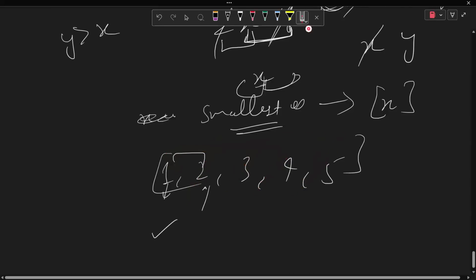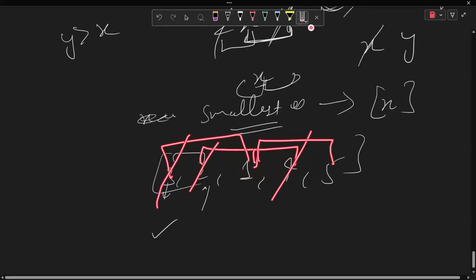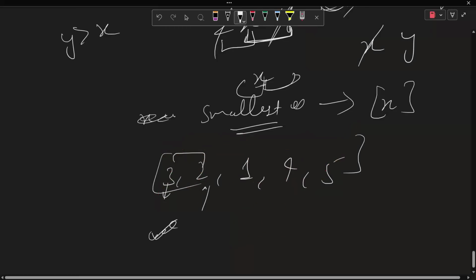Had we had a 1 here and 3 here, I would say for this one the answer would be 1, because take these two, remove this. Take these two, remove this. Take these two, remove this. Take these two, remove this. So we can always get a 1. So the smallest element, we can always make it.